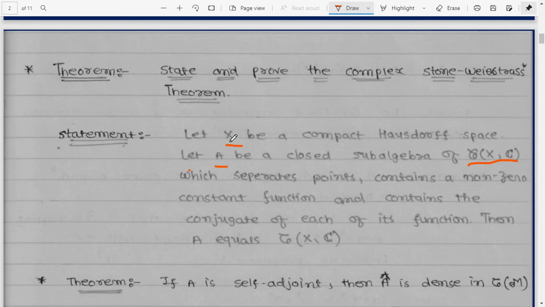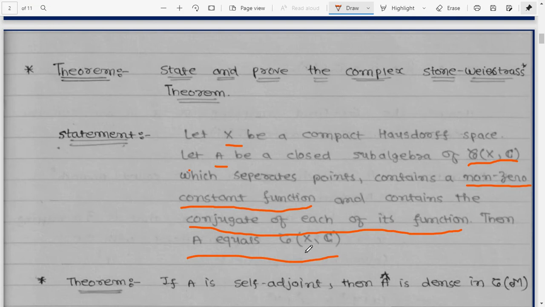We have given X is a compact Hausdorff space and A is a closed subalgebra of C(X, ℂ) which separates the points, contains a non-zero constant function, and contains the conjugate of each of its functions. Then A is equal to C(X, ℂ).